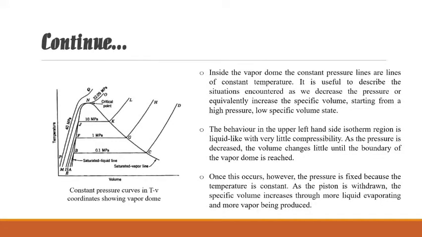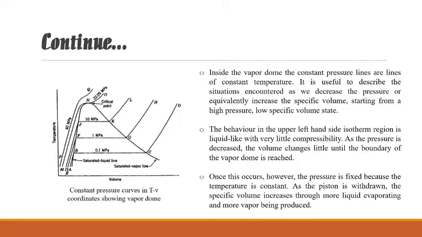So, all right, now I'm going to explain about the constant pressure curves in TV coordinates showing a vapor dome. So, first of all, we need to know that inside the vapor dome, the constant pressure lines are lines of constant temperature. So, it is very useful to describe the situations encountered as if we decrease the pressure, or the equivalent, increase the specific volume, starting from a high pressure, low specific volume state.